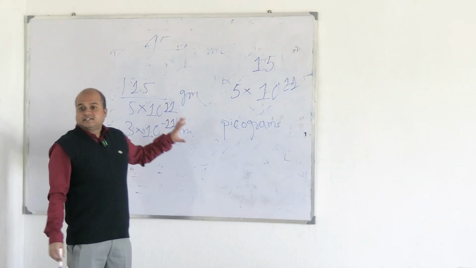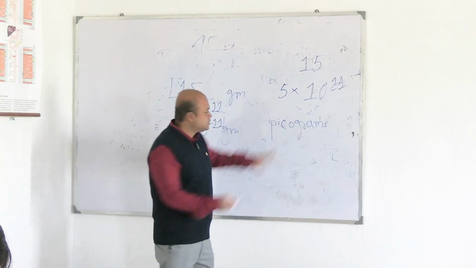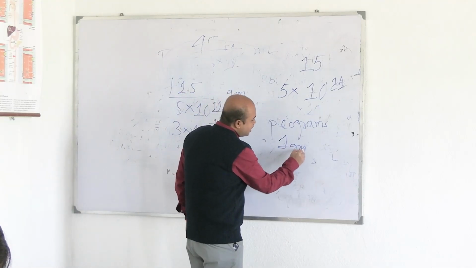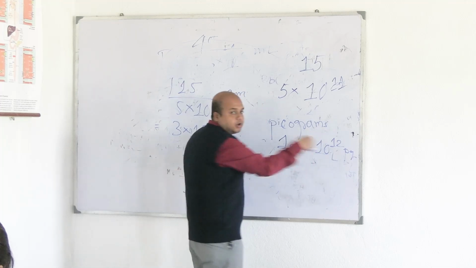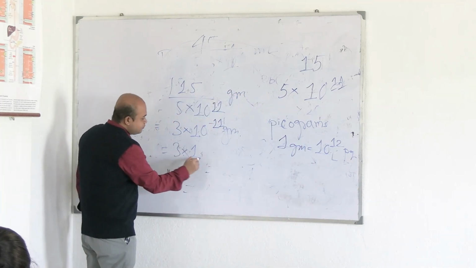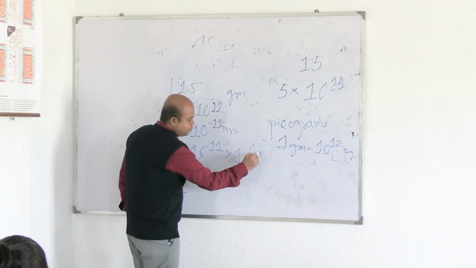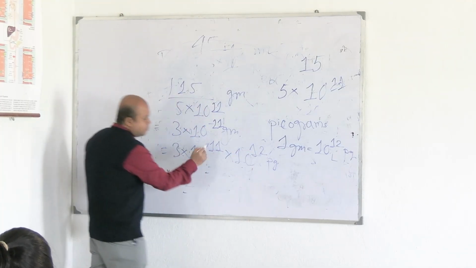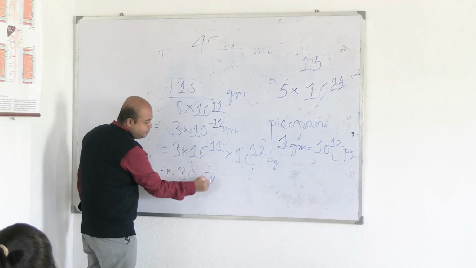But the accepted unit, to make it a convenient figure, is picograms, and the conversion is 1 gram is 10 to the power 12 picogram, or 1 picogram is 10 to the power minus 12 gram. So it is 10 to the power minus 11 into 10 to the power 12. Minus 11 and 12, it's 10 to the power 1. So the answer is 30 picograms.